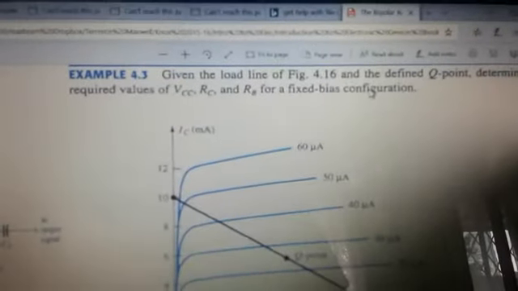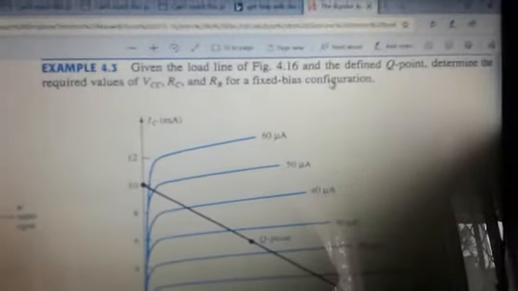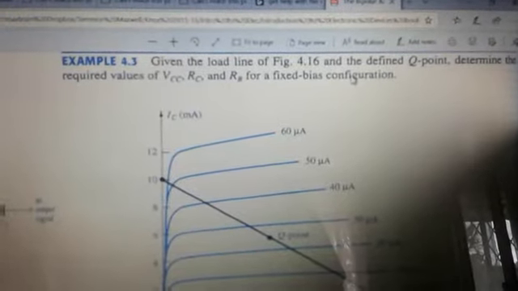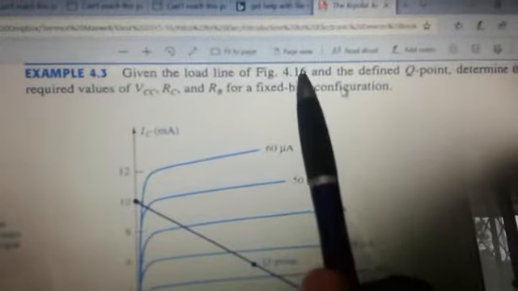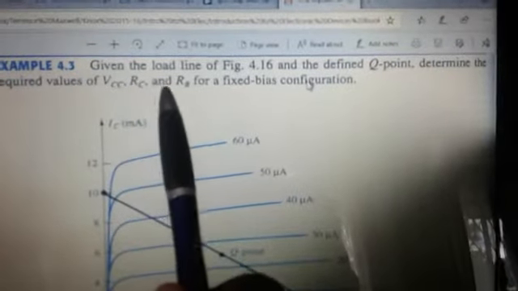Students, so let's look at this sample question. It's similar to what is in your book, and that can be given on an exam. It says, given the load line of figure 4.16 and the defined Q point, determine the required values of VCC, RC, and RB for a fixed bias configuration. That's very important.